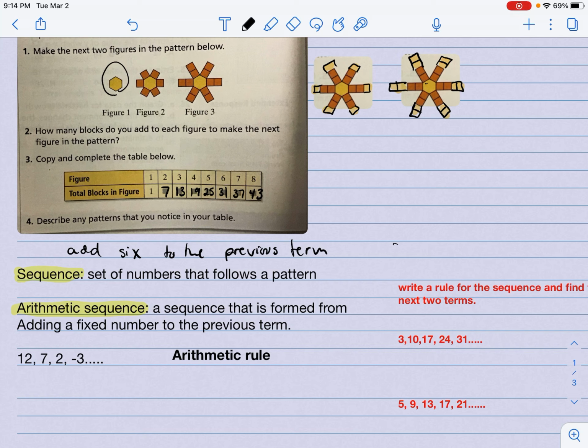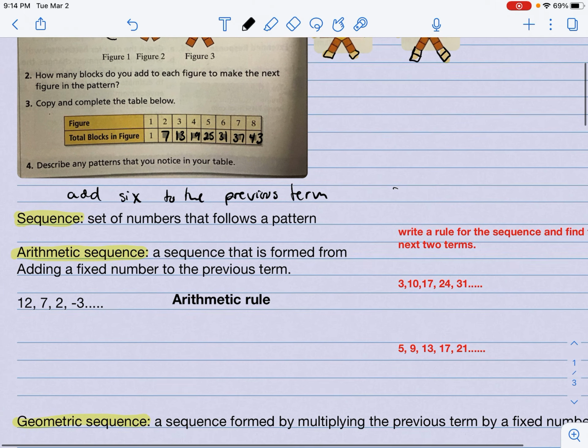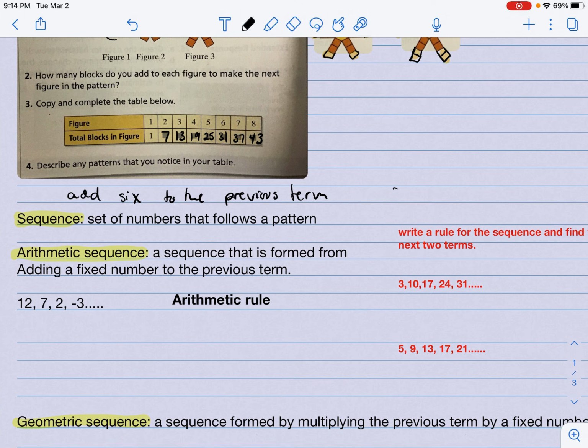So we're going to look at some sequences. We're going to come up with an arithmetic rule. That arithmetic rule is just explaining what's happening. Okay. And so right here we're given 12, 7, 2, minus 3. So we want to look and see, especially when dealing with arithmetic, is there a number we can keep adding or subtracting from the previous one to get that next term?